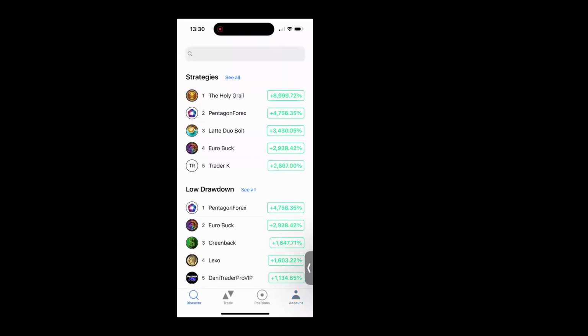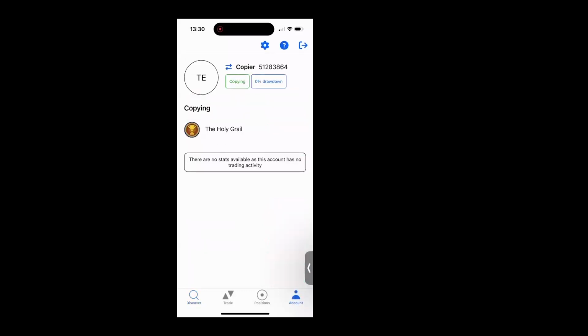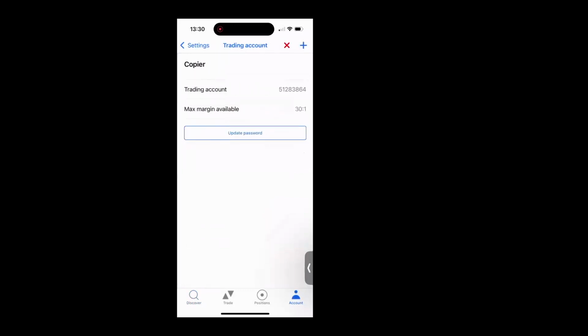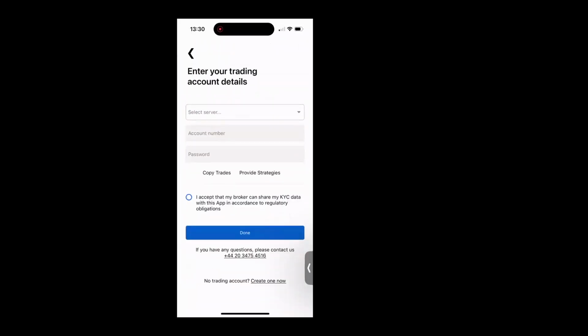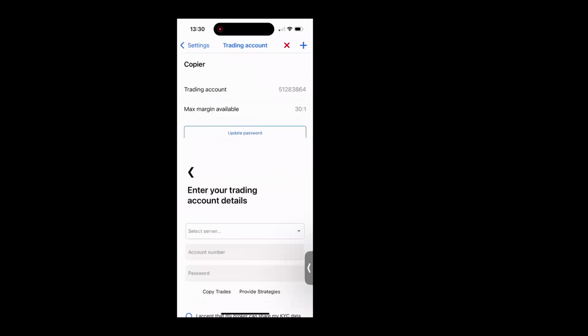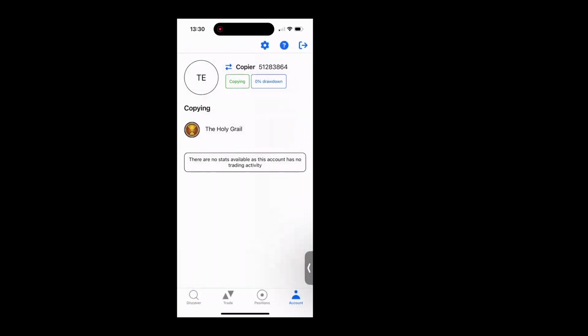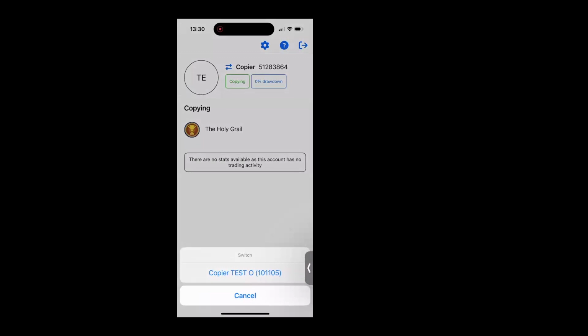Okay, now what I've shown you is how to log in, how to link an account, how to copy trade, how to do your own manual trading. Next, I'm going to show you how to be a signal provider. Now, I'm going to connect another account like I did before. Let me just confirm which ones I've already connected though. One moment. Okay, I'll do this one.